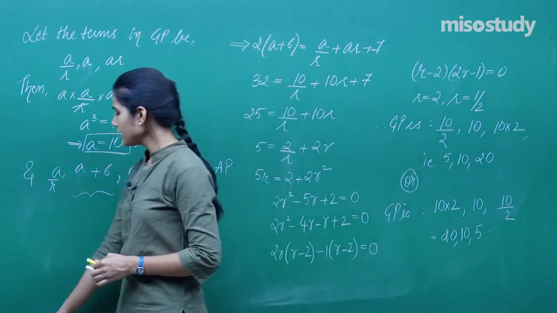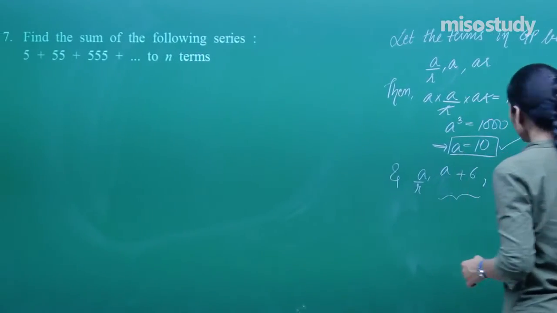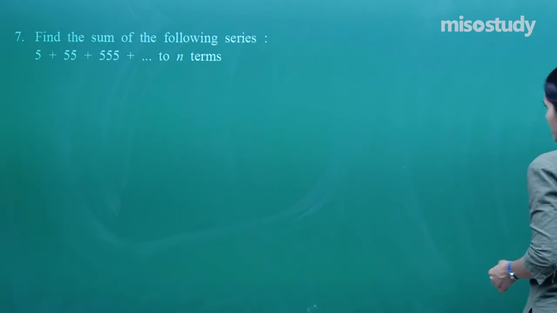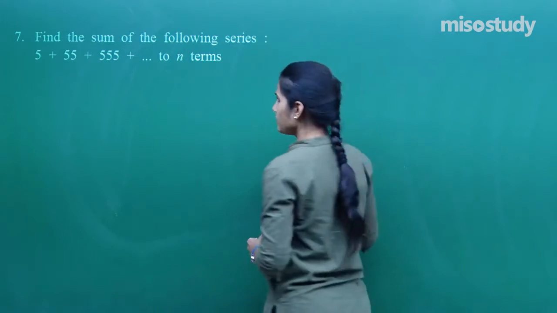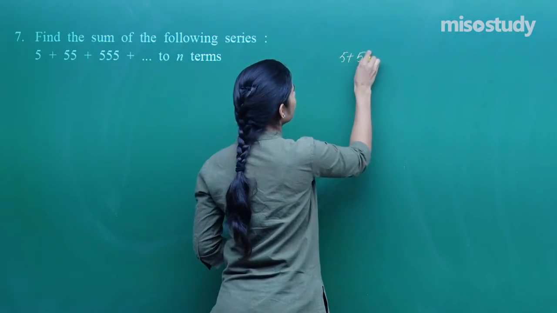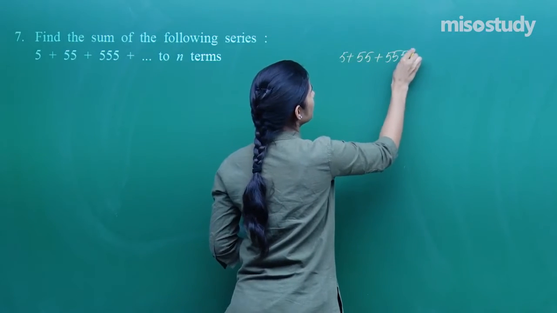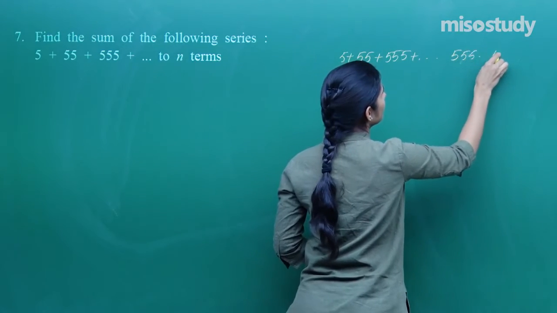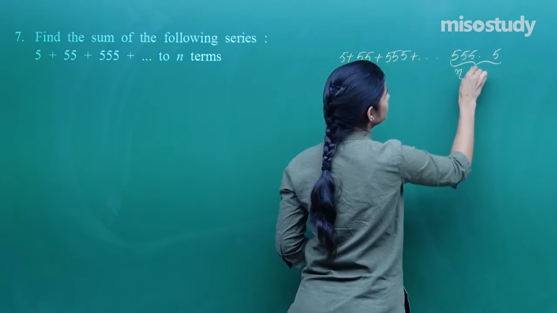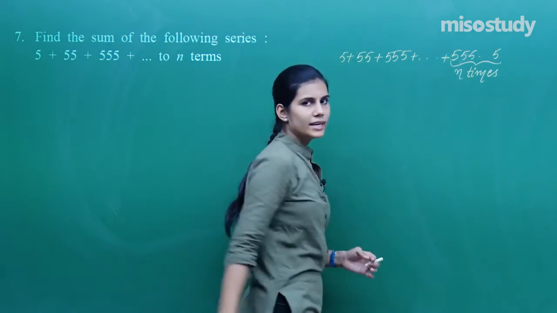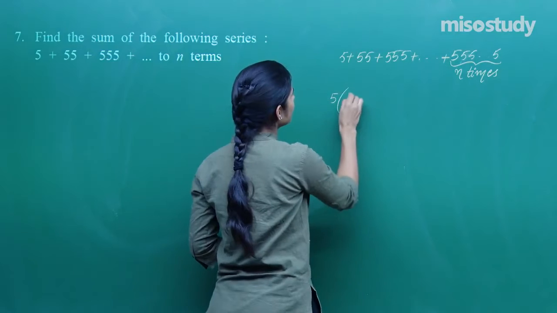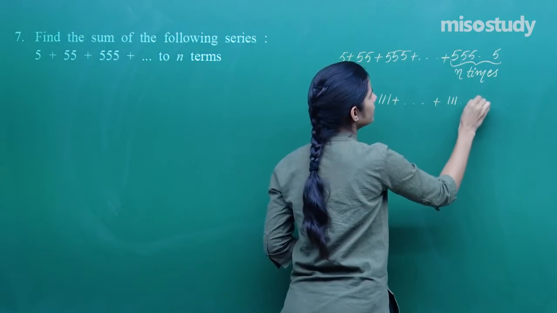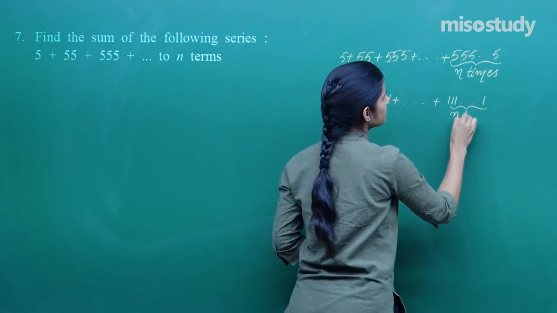Clear? Moving to the next question, we have to find the sum of the following series. Now we have done something like this in our regular lectures as well. I know this is neither an AP nor a GP, so I will be manipulating it. 5 plus 55 plus 555 and so on up to n terms. I have to add and deliver the sum. 5 can be taken out common, you are left with 1 plus 11 plus 111 and so on, n terms.